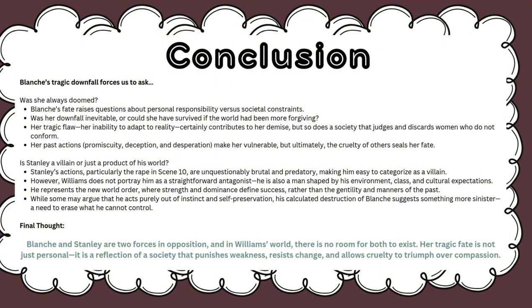So just a final thought: Blanche and Stanley are two forces in opposition, and in Williams's world, there is no room for both to exist. Her tragic fate is not just personal, it is a reflection of a society that punishes weakness, resists change, and allows cruelty to triumph over compassion.